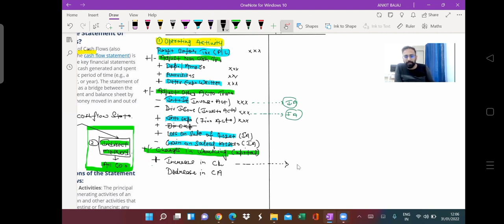I'm giving you one example. Right. I'm taking the example of overdraft in the balance sheet on the current liability side. What we do, we record or we show overdraft. Right.